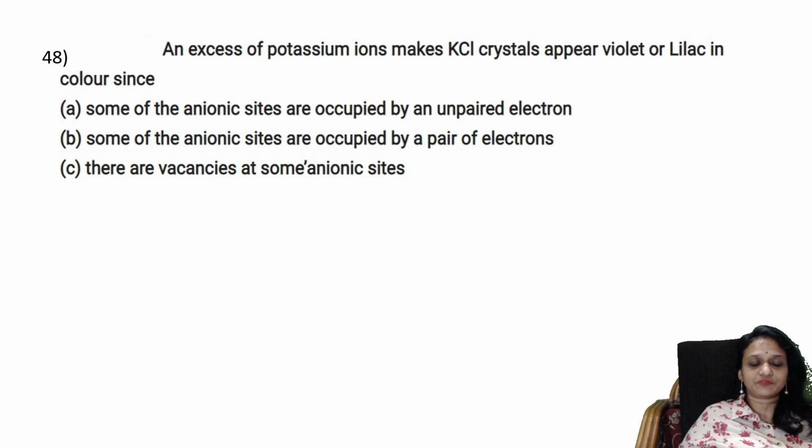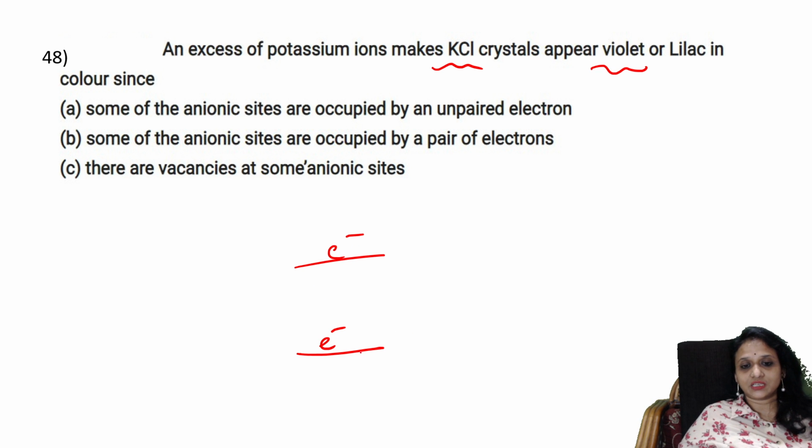Fine. Let us take 48th question. An excess of potassium ions make KCl crystals appear violet or lilac in color. So I said whenever some crystal is going to show color, every time remember, it is because of the excitation of electron. When the electron goes from the ground state to the excited state.